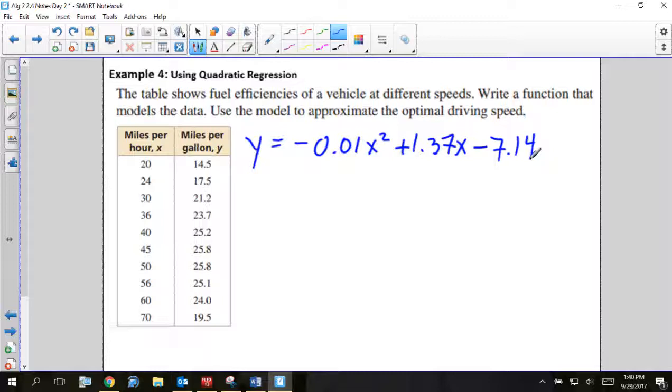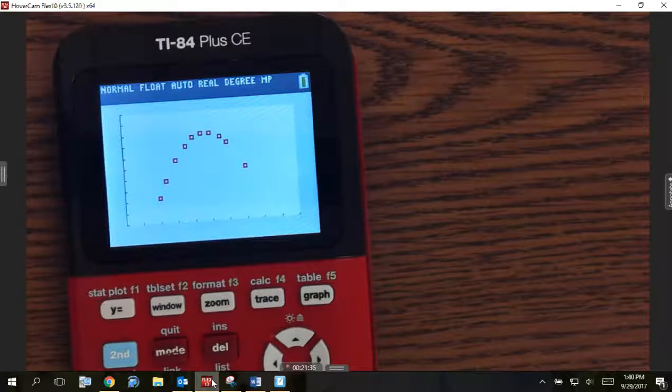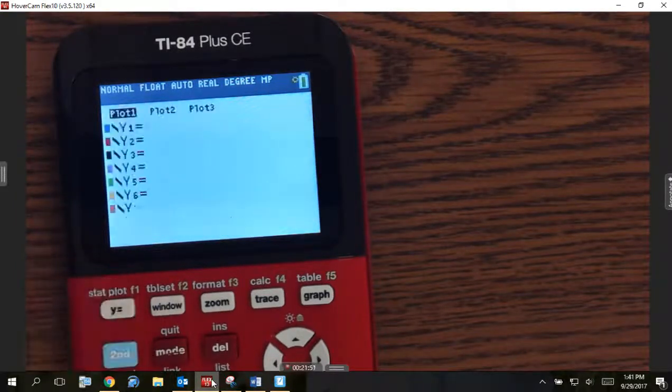So when we look at the graph, if we go back to the graph, we want to find the vertex. We want to find the highest y value. Okay? But to find that, we have to have a line first, or the actual parabola graph. So let's go over how we copy the equation into y equals so we can graph it. Go to y equals. Do you remember how to copy it?